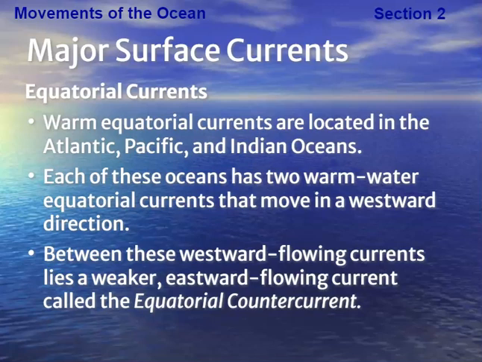Between them lies a much weaker current that flows eastward called the equatorial countercurrent. And the equatorial countercurrent flows right along the equator.